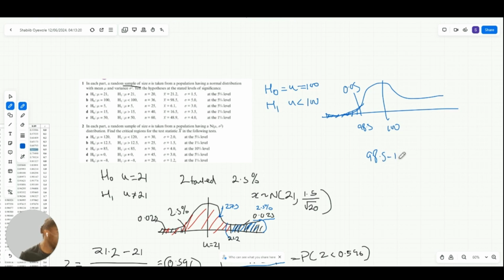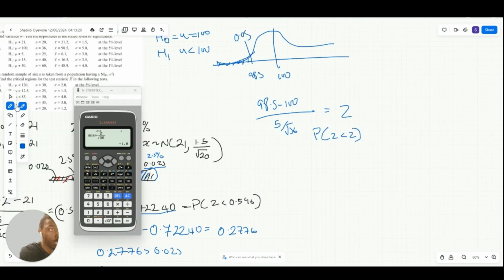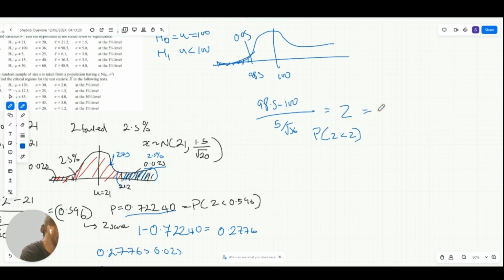So I can do 98.5 minus 100 divided by the standard deviation of the sample, which is 5 divided by the square root of 36. And then this would give me a z value. And then this z value, I want to work out the probability of getting less than this z value. So now let's check this in a table. So now using the table, I wanted to work out my z-score. So I just paused the video and I entered this whole calculation in my calculator, and my z-score was equal to minus 1.8.